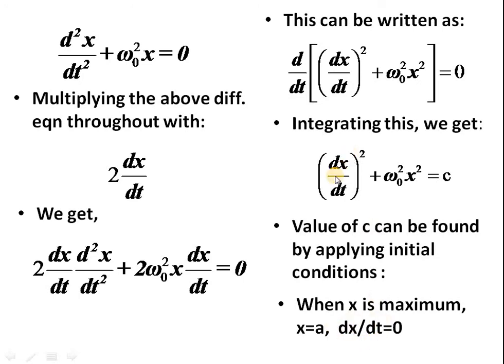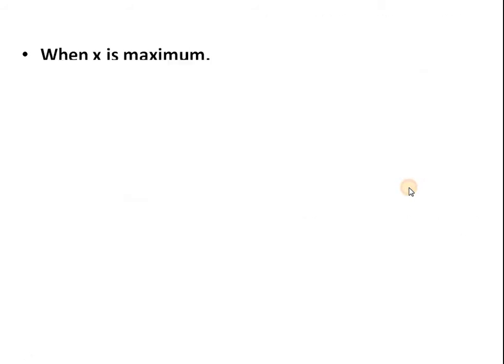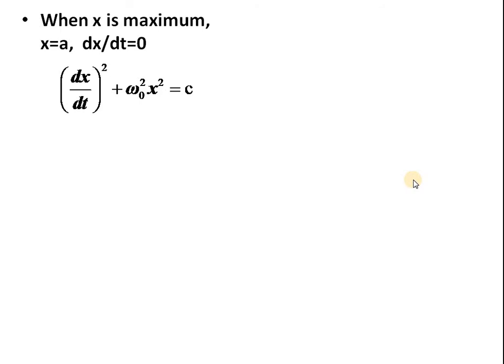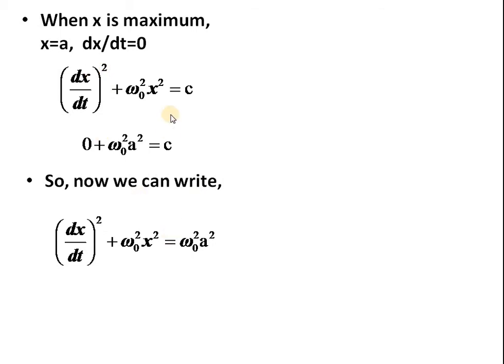Let us apply this condition here in this equation. When dx/dt is 0, x will be equal to a. So what happens? This term will become 0 and x will become a. So we get omega 0 square a square equal to c. Okay, so this c is now omega 0 square a square. So we removed c and placed omega 0 square a square. So we wrote the differential equation now like this.